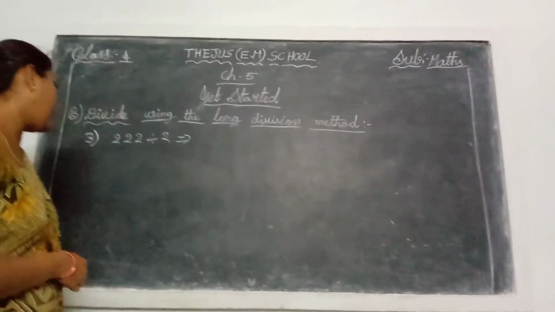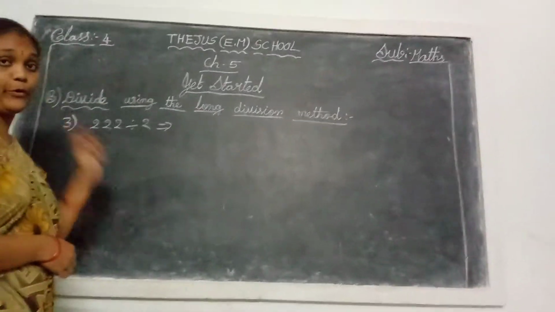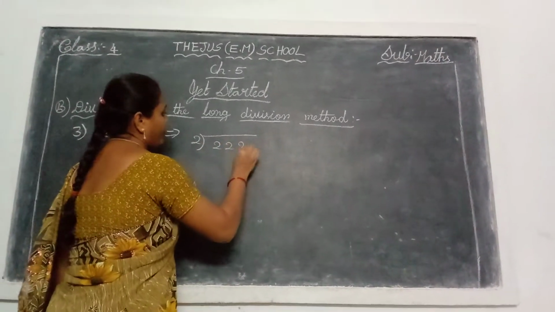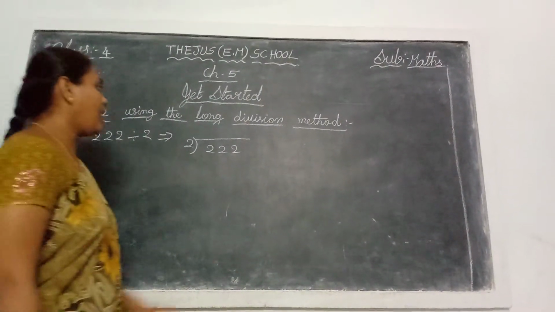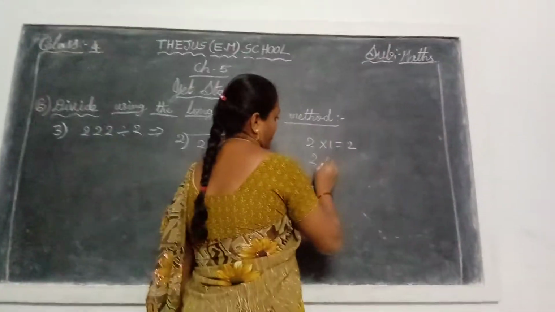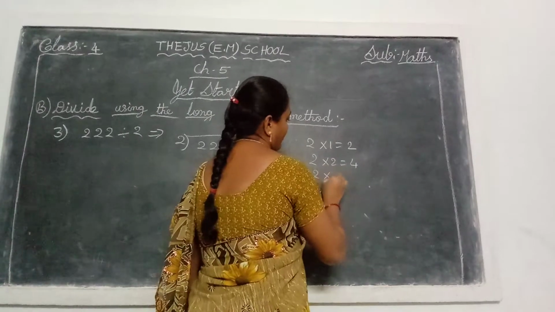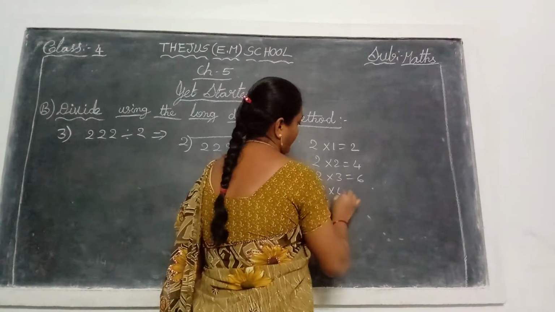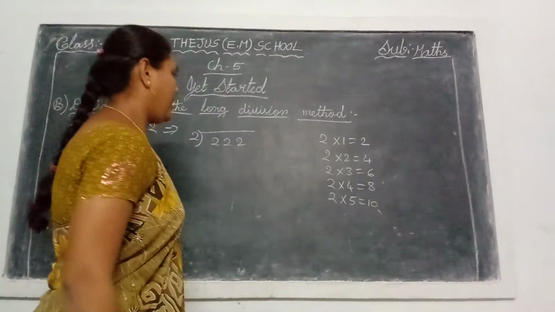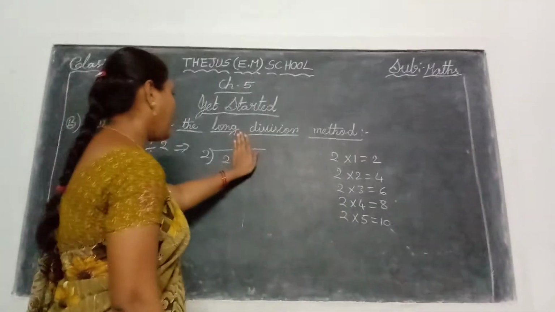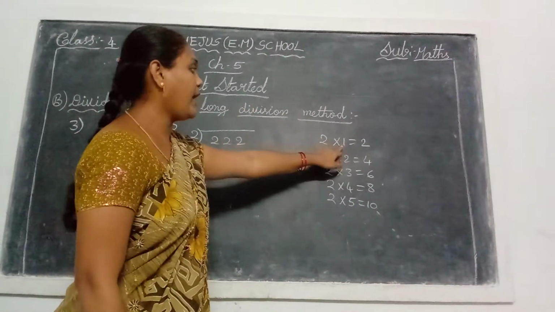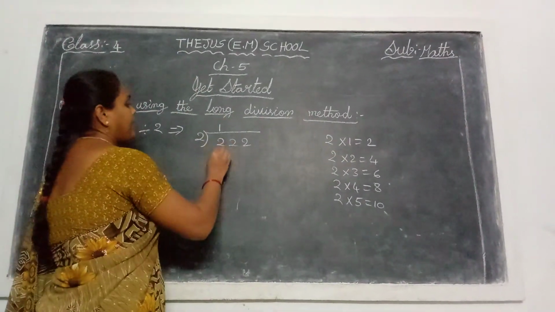So next sum, children, third sum: 222 divided by 2. Now you see the 2 table. The middle number is 222. Okay. Now you see the 2 table. 2 ones are 2, 2 twos are 4, 2 threes are 6, 2 fours are 8, 2 fives are 10. Okay. Now you see only the single digit 2. Is 2 there in the 2 table? Yes. How many times? 1 time. So you write here 1 time 2.